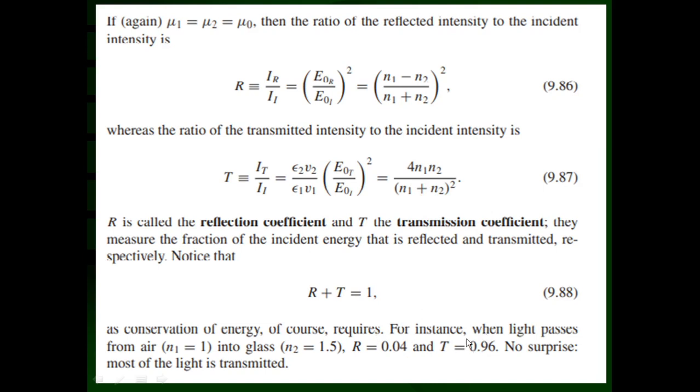The summation of this is going to be 1. No surprise, most of the light is transmitted. 96% of the light is transmitted, and only 4% of the light is reflected back when it is propagating from air to glass. That is our experience also.